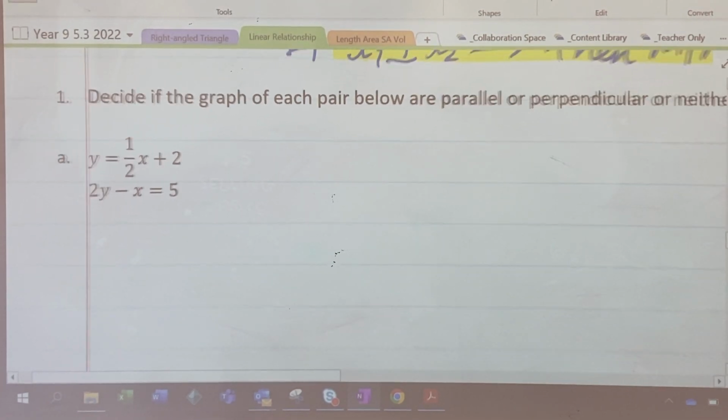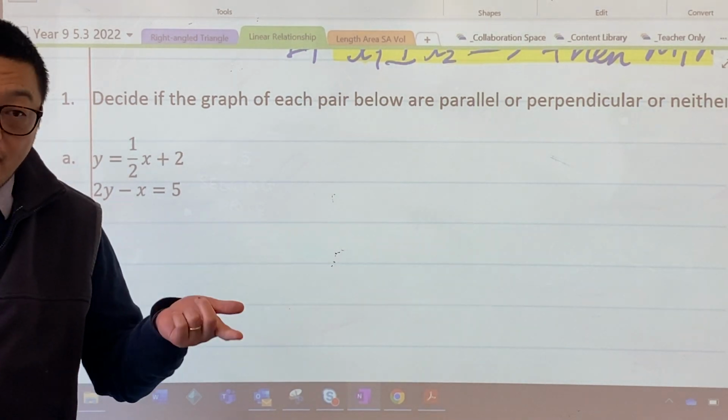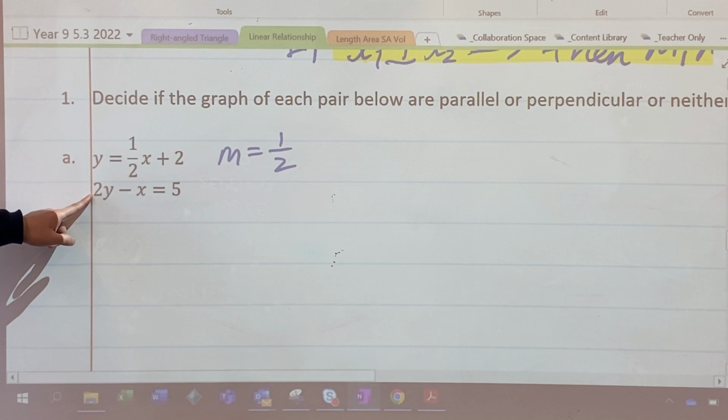The question said we want to decide if the two lines are parallel or perpendicular. In other words, to decide if two graphs are parallel or perpendicular, we must look at the gradient relationship. So, first one is super easy. What's the gradient for the first one? Half. Did you guys say half? Good. So, the gradient is half for the first one. This one, I don't know yet.